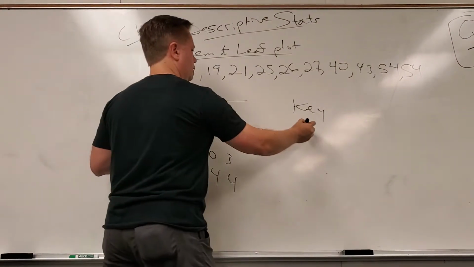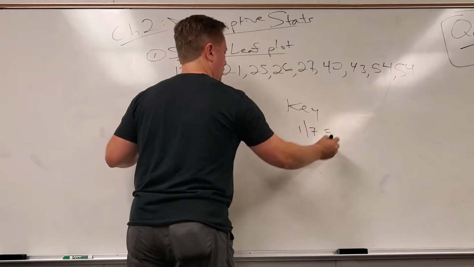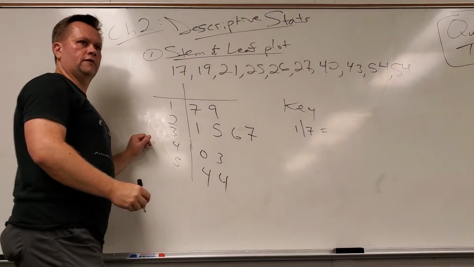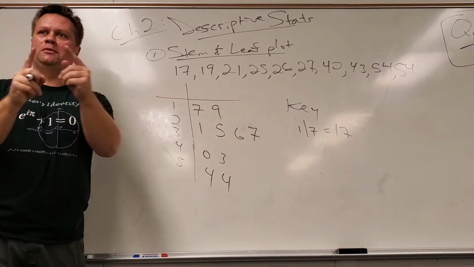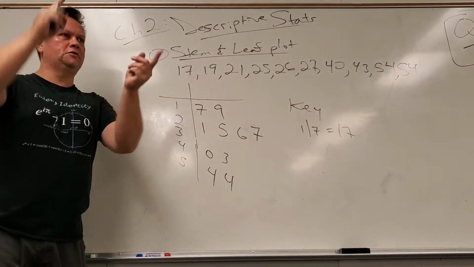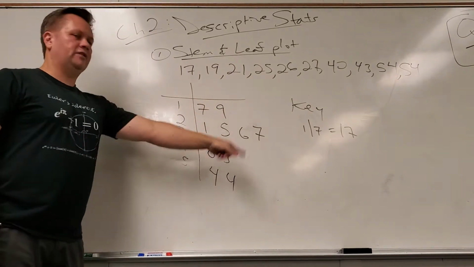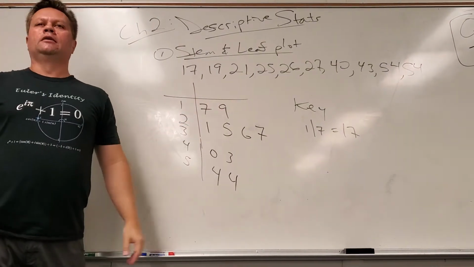So for example, 1|7 means what? 1.7. Don't put more than one on a map. Do you have to put more than one scale? No, because then you can just use that scale. Don't put one for everything, because that kind of defeats the purpose.